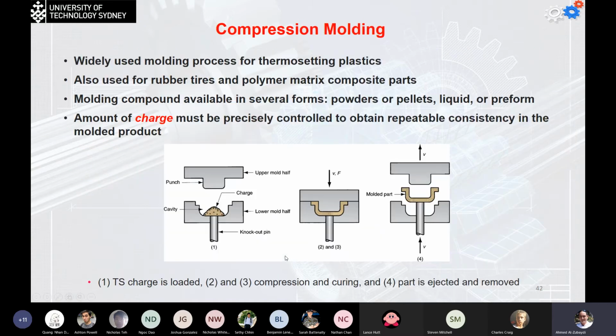Now, the other process for the making of plastic parts is called compression molding.